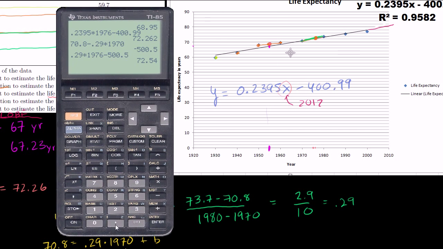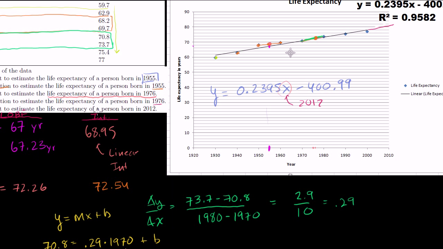So we have 0.2395 times 2012 minus 400.99 is equal to 80.88. So this last part, in 2012, if you were to use the line of best fit, the average life expectancy in the US will be 80.88 years.